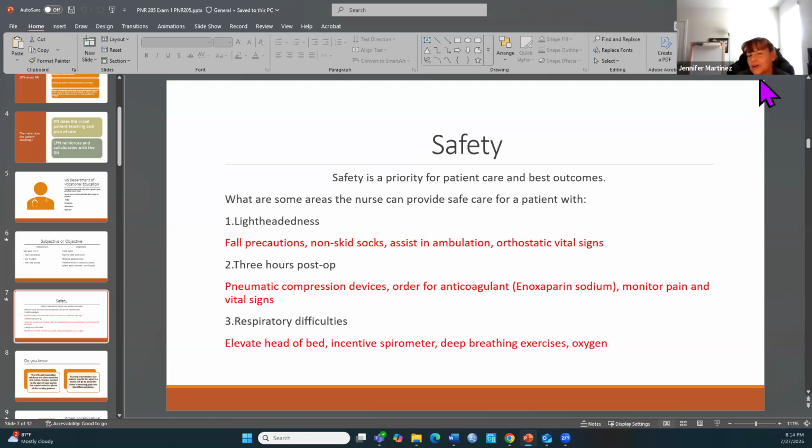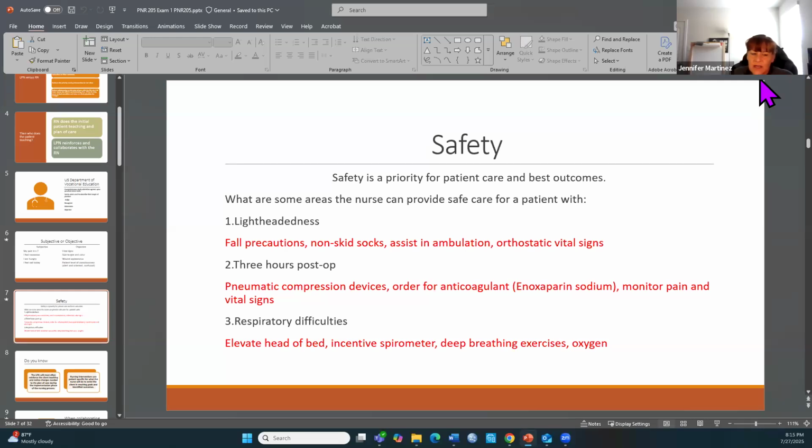Yeah, clear pathways, making sure that everything is within reach, right? So they have their water, their remote control, their telephone, their glasses, make sure that is all within their reach, so that they are not trying to reach for something and then potentially fall out of bed. Non-skid socks, assisting in ambulation.